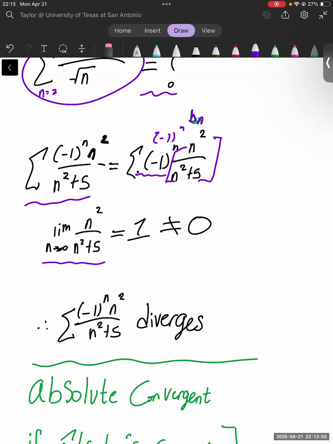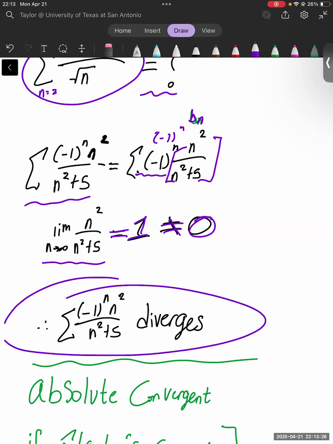So I'm going to take the limit as n approaches infinity of n squared over n squared plus 5. And in this case, again, up to you guys to verify, but this limit equals 1, which does not equal 0. Therefore, we can stop. The conditions of convergence have not been met, and this series will diverge.